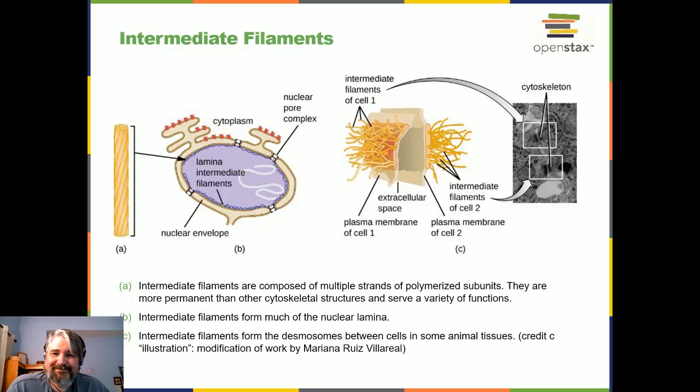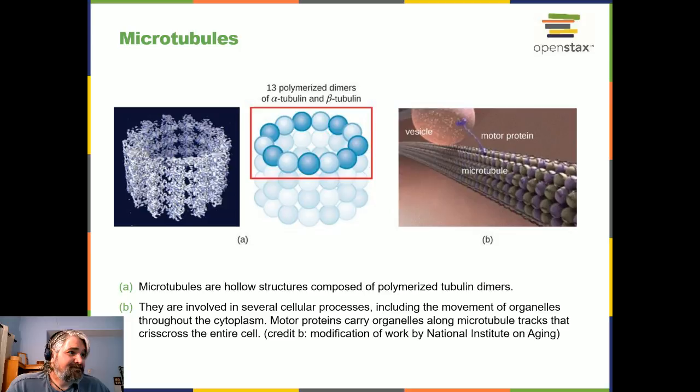All right, microtubules. This is based on the same animation that I showed you. These are hollow structures composed of polymerized tubulin dimers. Each ring, I guess, is made of 13 polymerized dimers of alpha and beta tubulin. These guide the movement of organelles throughout the cytoplasm, and motor proteins are able to move along their length. And these make up flagella and cilia in eukaryotes, composing both the filament and the basal body. Dynein and kinesin are the motor proteins used to move vesicles along the microtubules.